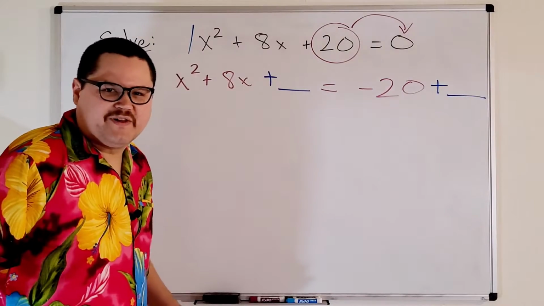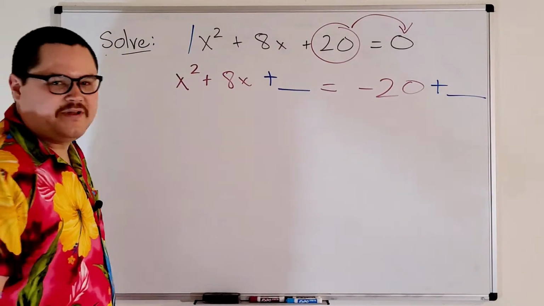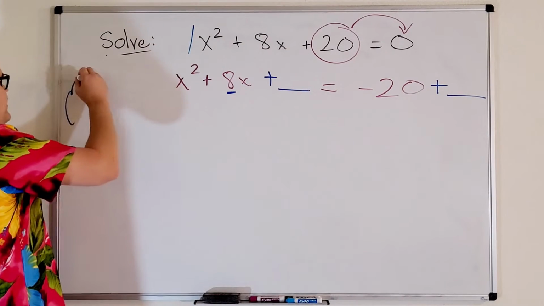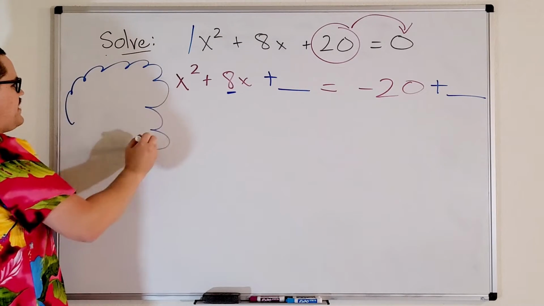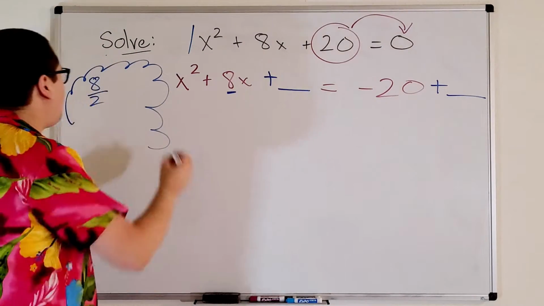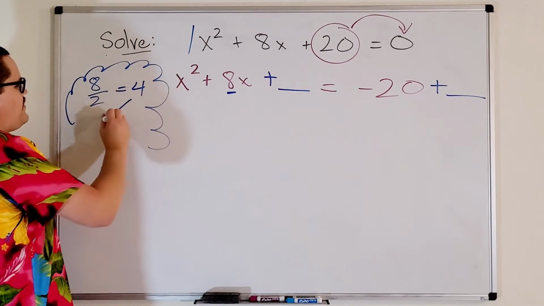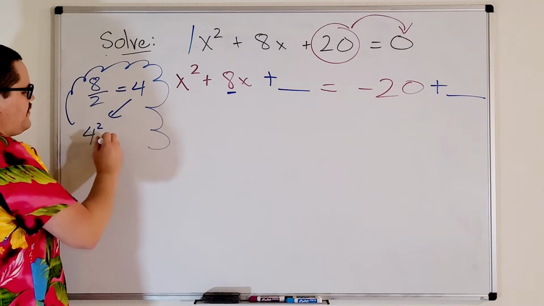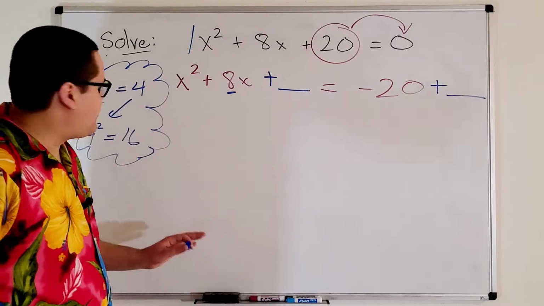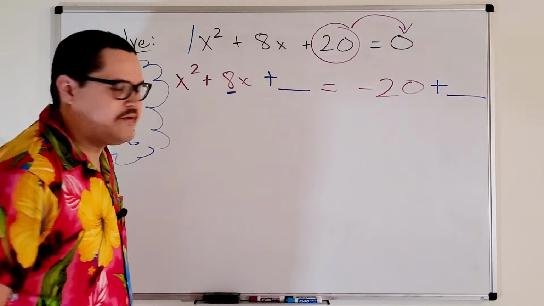And what do we put in the blank? Well, we look at this guy, the coefficient of x, and in a little thought bubble off to the side, we divide that by 2. So 8 over 2 is 4. And then we take that and we square it. 4 squared is 16. We put a plus 16 in both the blanks.